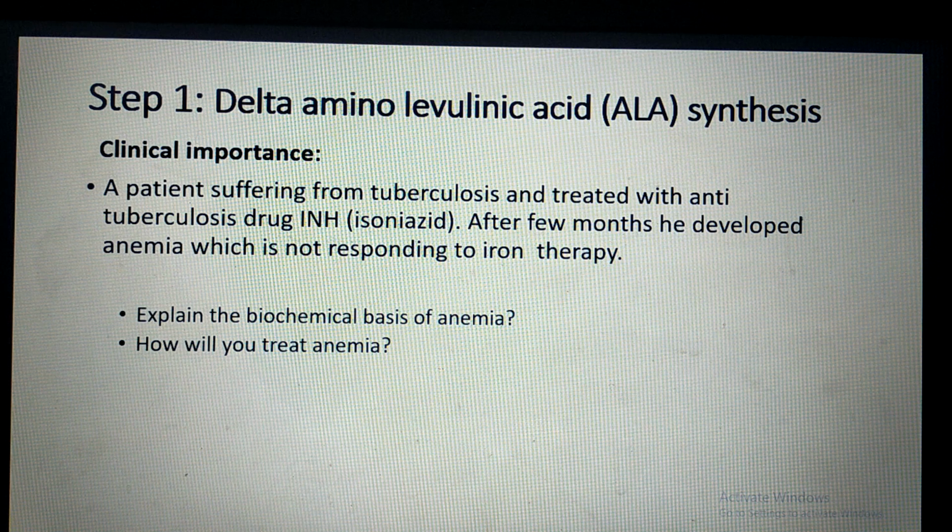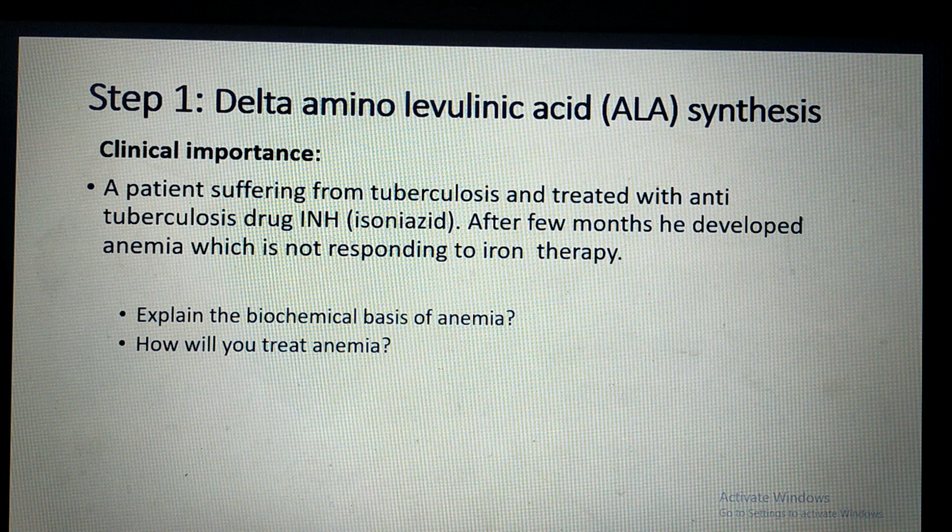A case is given here. A patient suffering from tuberculosis is treated with the anti-tuberculous drug INH, isoniazid. A few months later, this patient develops anemia which is not responding to iron therapy. This is the case given, and the question is, explain the biochemical basis of anemia and how will you treat anemia.